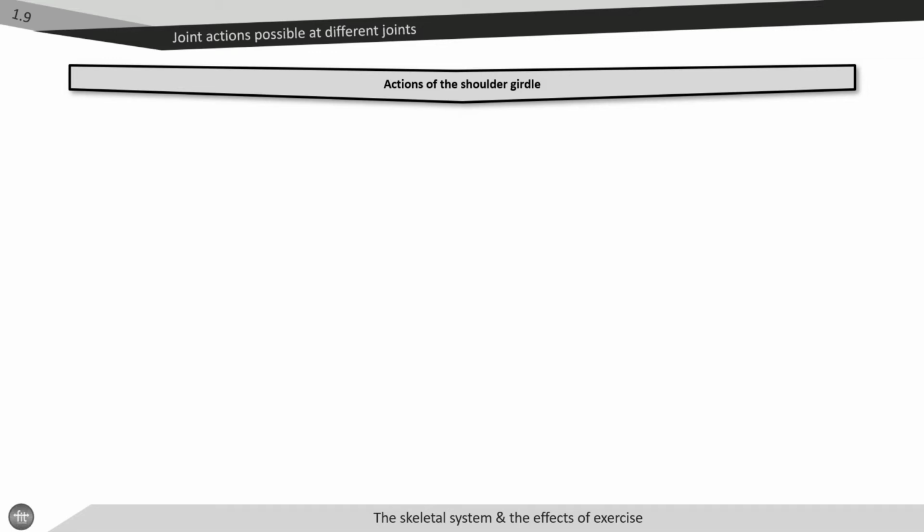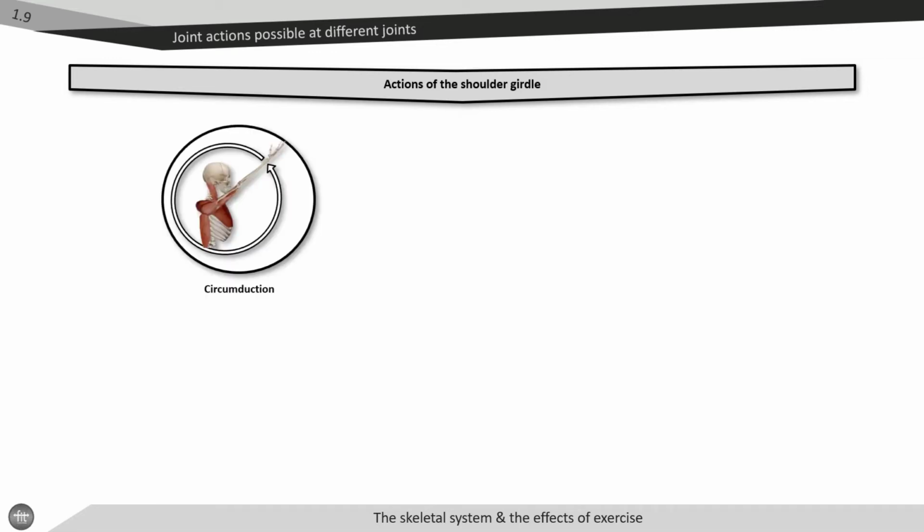There is one additional joint action available at the shoulder joint. This is circumduction. This is the circular shape movement when your arm rotates like a clock dial.